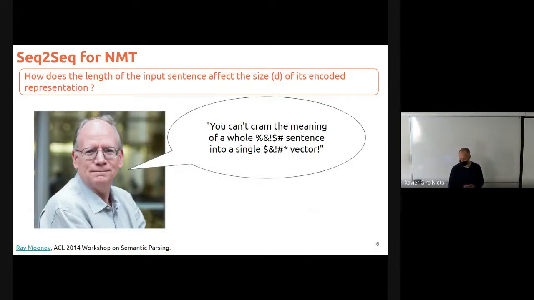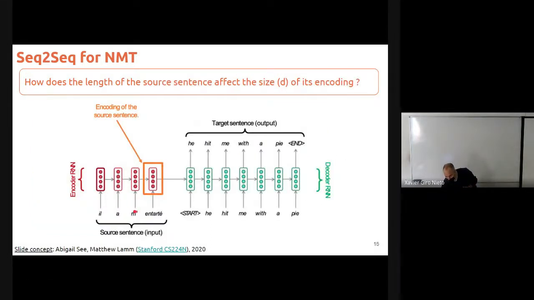There's one answer from this famous computational linguist, Ray Mooney. He said, "You can't cram the meaning of a whole sentence into a single vector," which I think was more or less what you were mentioning here. You understood that there should be a relation, but you were asking yourself, okay, there's a relation, but I don't really know what type of relation it is. Is it linear? Probably not, but whatever relation is there. Because if the case was that, never mind the input length, this representation of four neurons is good enough, if we had enough with a finite dimension of the representation, let's say four neurons, to encode any length of sequence, that would be kind of a miracle, right?